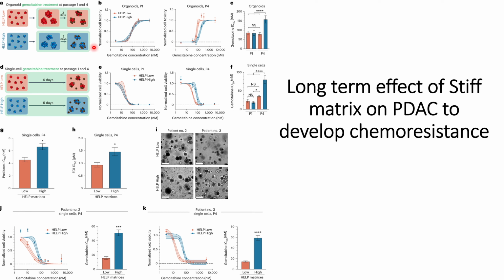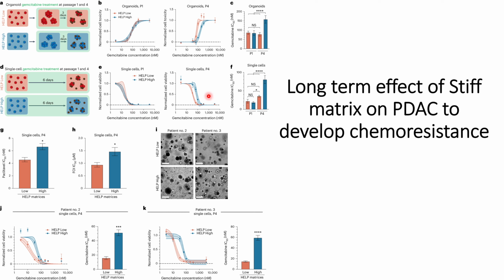And they did the same experiment with single cells also. They checked the effect of different stiffness of matrices on the development of chemoresistance in pancreatic cancer cells, at passage 1 and passage 4 on day 6. At passage 1, they do not see too much difference between HELP low and HELP high in terms of cell viability with respect to the gemcitabine concentration.